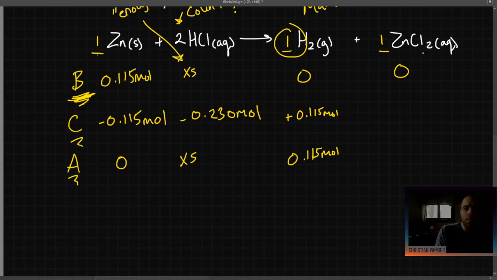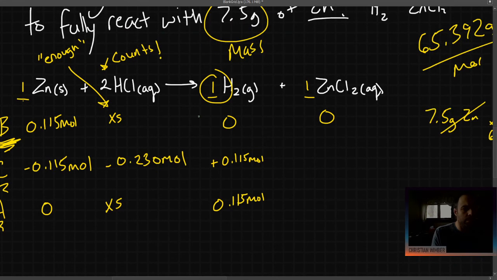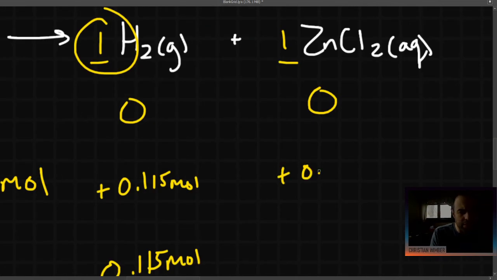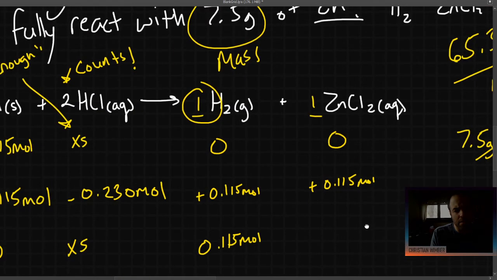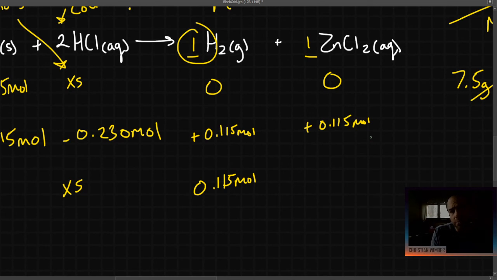Now the zinc chloride right here, same sort of situation, but you don't even have to go back to the zinc. You can look at just the hydrogen. See here, if I make one hydrogen, I have to make the same number of ZnCl2s. So if I make one hydrogen, I make one zinc chloride. If I make 10 hydrogens, I make 10 zinc chlorides. 1,000 hydrogens means I made 1,000 zinc chlorides. So if I make 0.115 moles of hydrogen, I have to make 0.115 moles of zinc chloride. So if we started off with none, made 0.115 moles, we must end up with 0.115 moles.